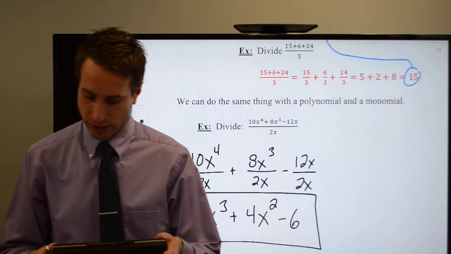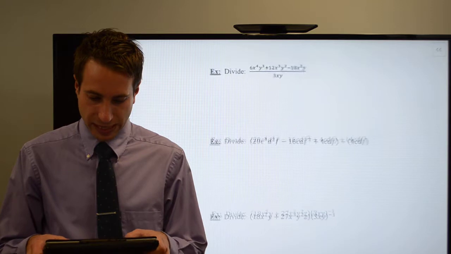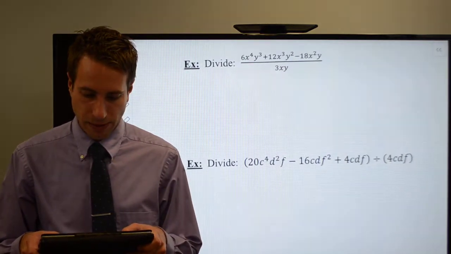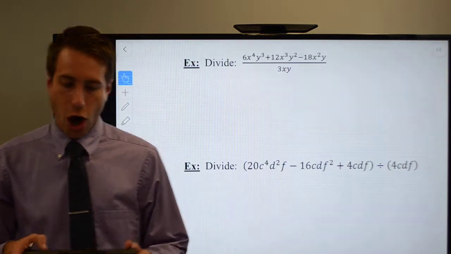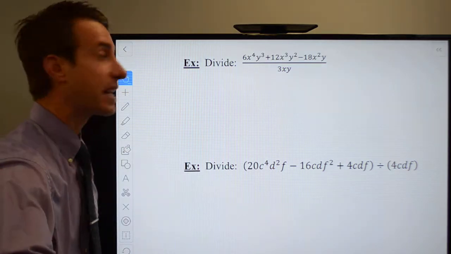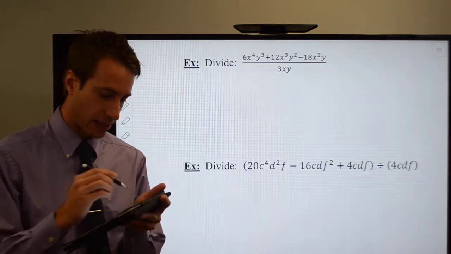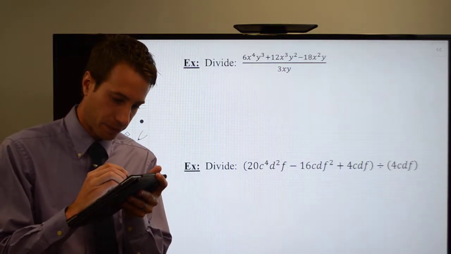All right, let's try a couple more of these. I think I got a couple more here on the next page. Try a couple of these easy ones before we move on to something a little trickier. Okay, so here again, what we're going to do is simply take everybody in the numerator and write it over top of my common denominator so that I can then begin to cancel. All right, so here we go.